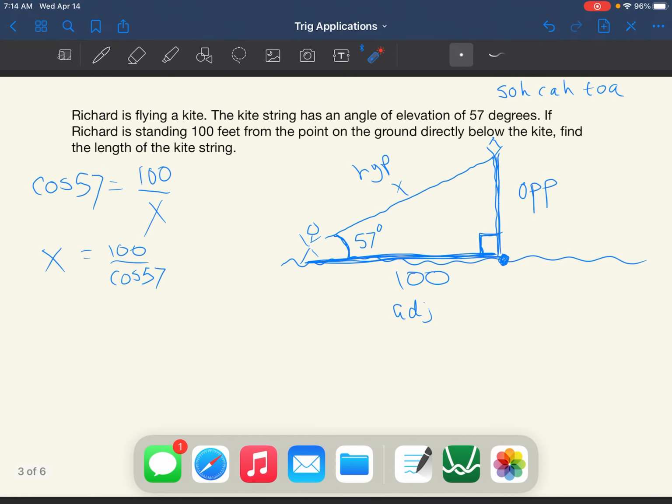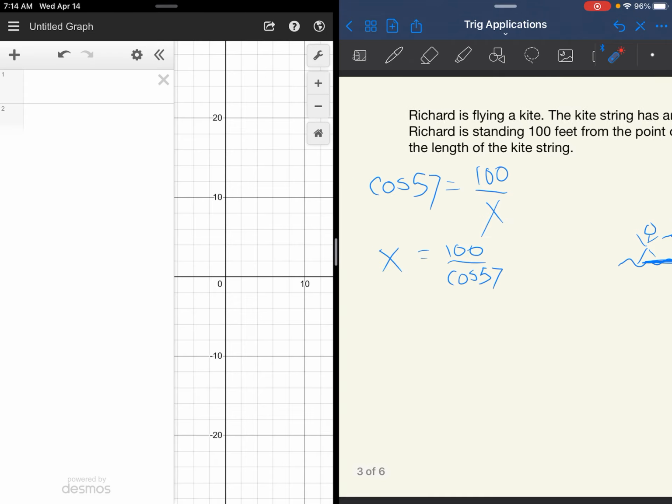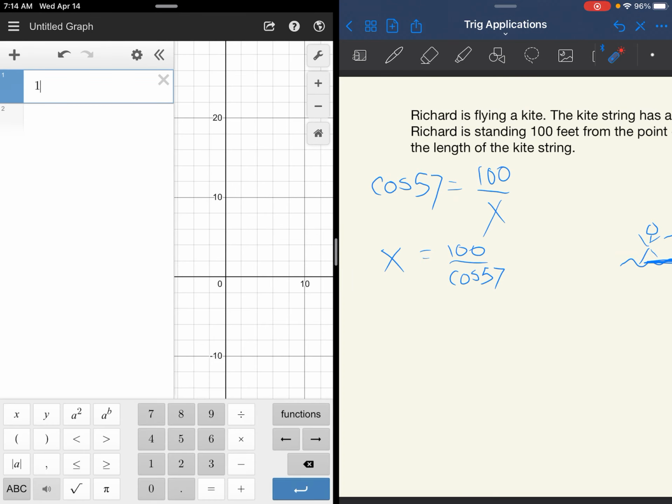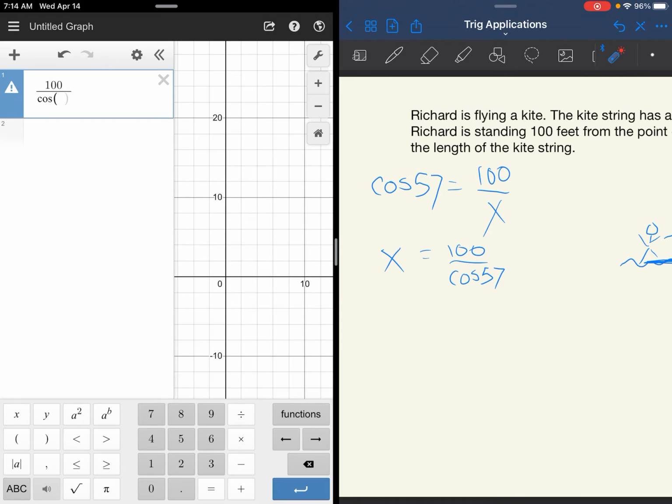So I'm going to go ahead and pull up my calculator. I already know it's in degrees, so I don't have to check that. I'm going to go ahead and type in my problem. 100 divided by cosine 57. So I hit functions, I find my cosine 57. And we have 183.607. So that is the length of my kite string, 183.607 feet. I'm going to go ahead and write that down.